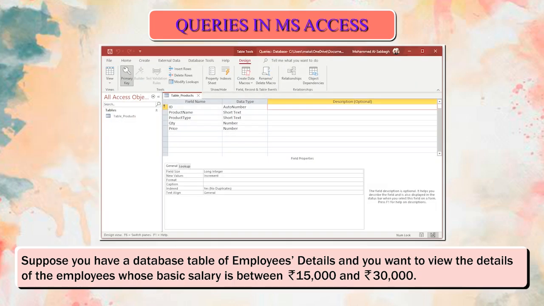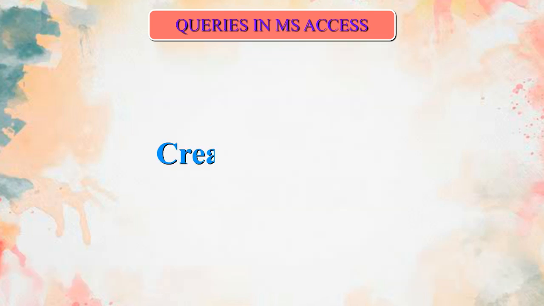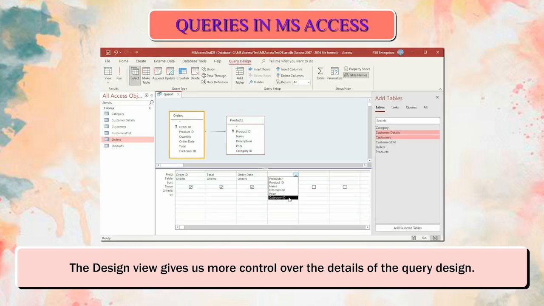Suppose you have a database table of employees' details and you want to view the details of the employees whose basic salary is between 15,000 rupees and 30,000 rupees. In such a case, you can create a query. Creating a query. We can use the design view to create a selected query manually. The design view gives us more control over the details of the query design.